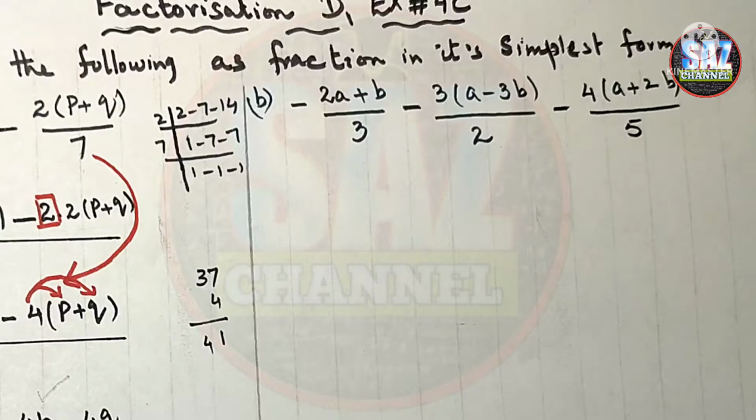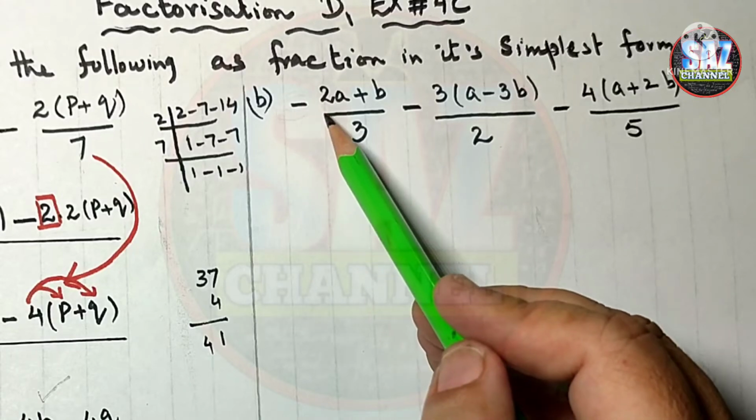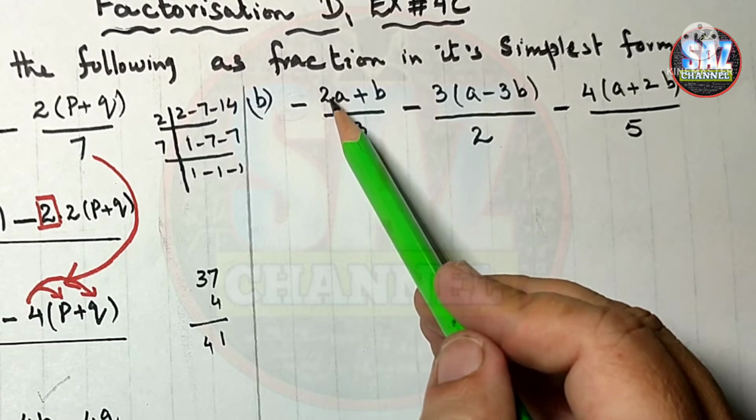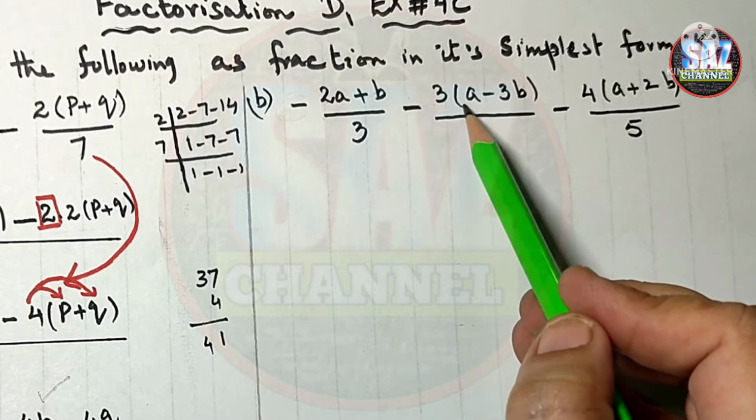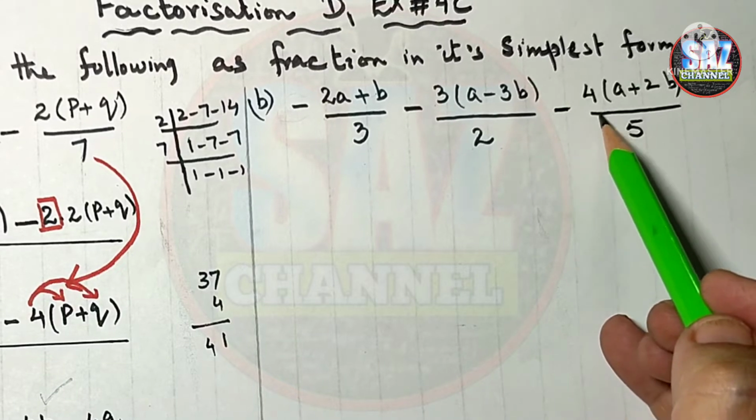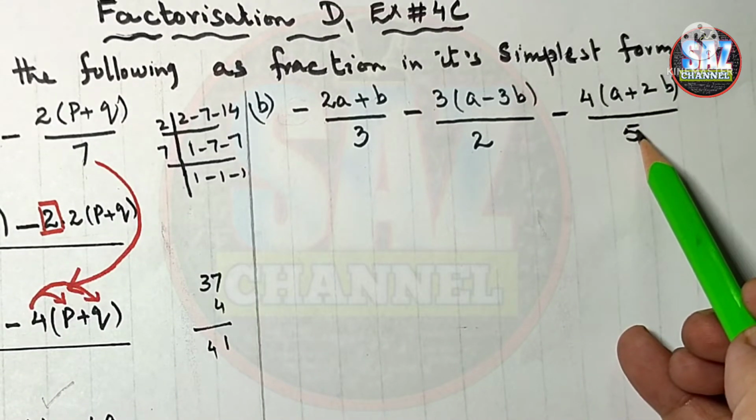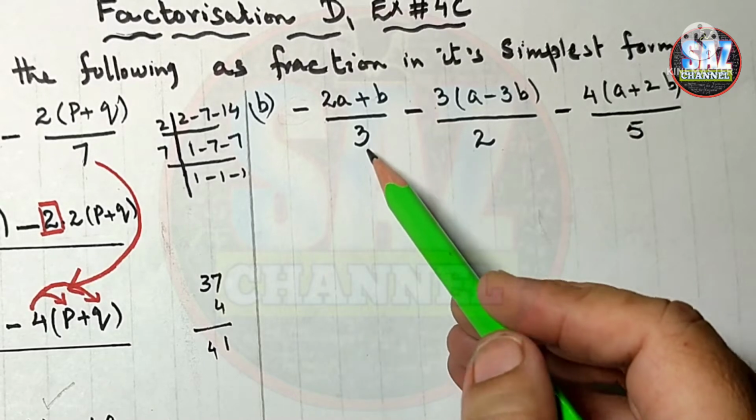First let me compare the data. If there is any problem with the sign or the value, I can correct it. This minus is with the complete fraction. 2a plus b by 3 minus 3 into a minus 3b by 2 minus 4 into a plus 2b by 5. Okay. Now look at the denominators first.